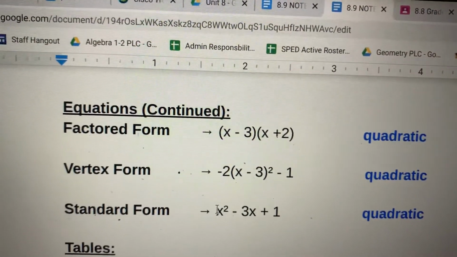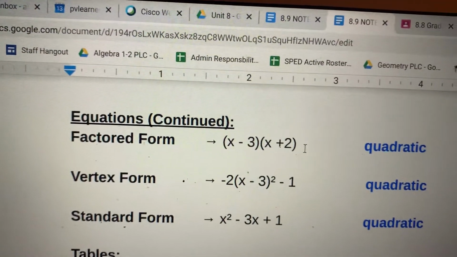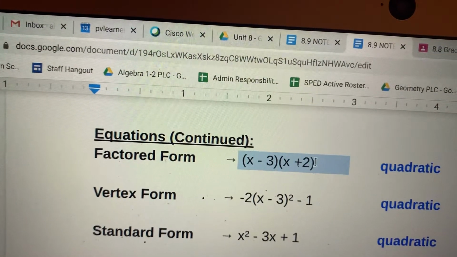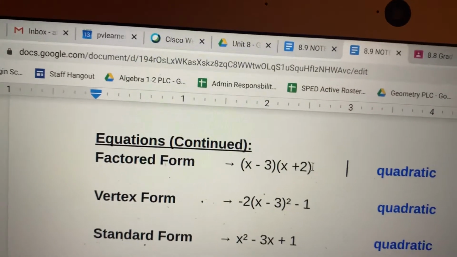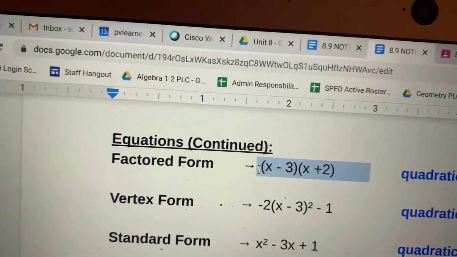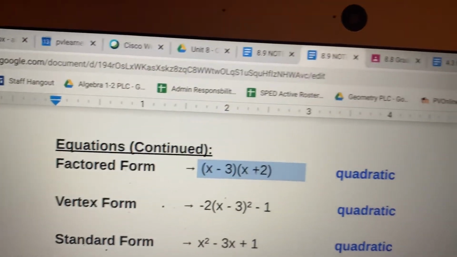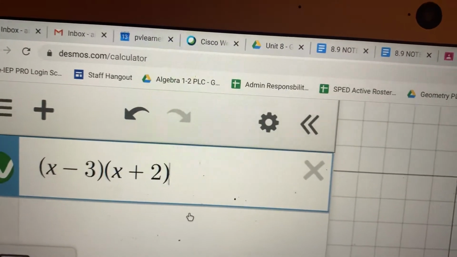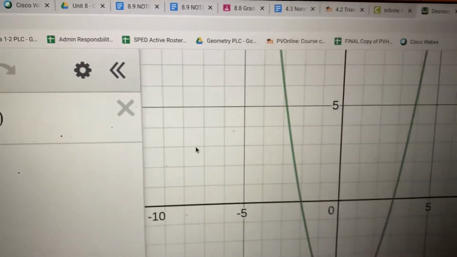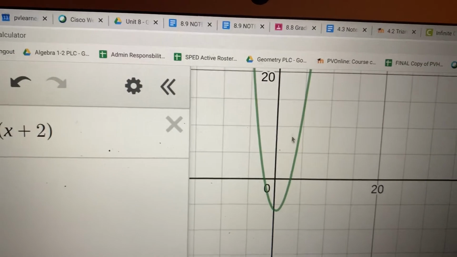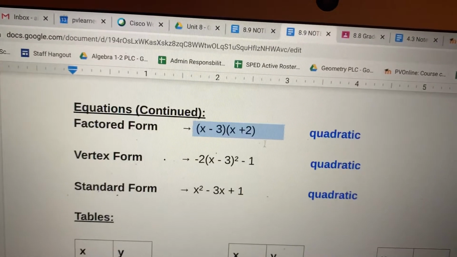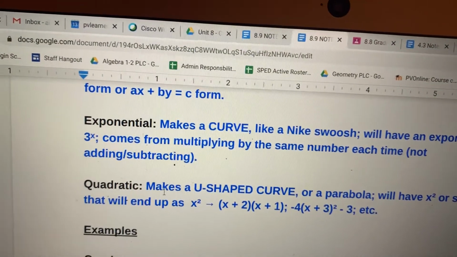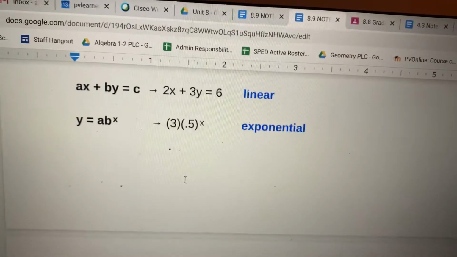Another thing too, if you're not sure how it'll turn out, you can always take this and plug it into Desmos. So I don't know if this will let me copy and paste it, but let's try it. So if I take this, let's see, and I'll go ahead and paste it into Desmos. So as we can see, that gives us a parabola. Our notes tell us parabolas are quadratic, okay?